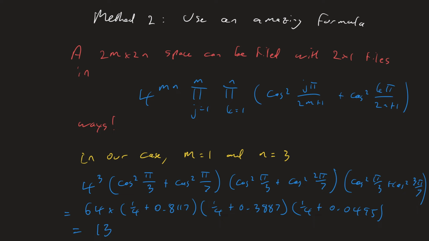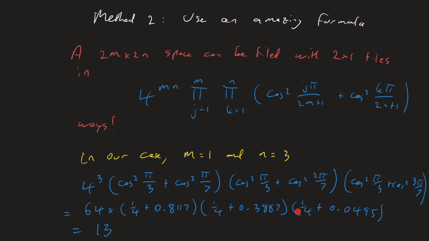Using a calculator, we can evaluate this. 4 cubed is 64. Cos squared pi on 3 is a quarter. Cos squared pi on 7 is approximately 0.8117. Cos squared pi on 3 the same. Cos squared pi on 3 the same. Cos squared 2 pi on 7 is approximately 0.3887. And cos squared 3 pi on 7 is approximately 0.0495.